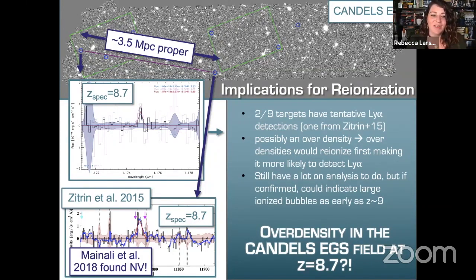And it's already a serendipitous detection of nitrogen 5 that includes even more ionizing photons, meaning this is even more likely to be an ionized bubble. We still have a lot of work to do. I'm not done finishing all of our data analysis, but I'm happy to announce that I am finally done with the data reduction. If we confirm this line, this could indicate large ionized bubbles as early as about redshift 9. So I'm going to leave that there and go ahead and take questions. Thank you.